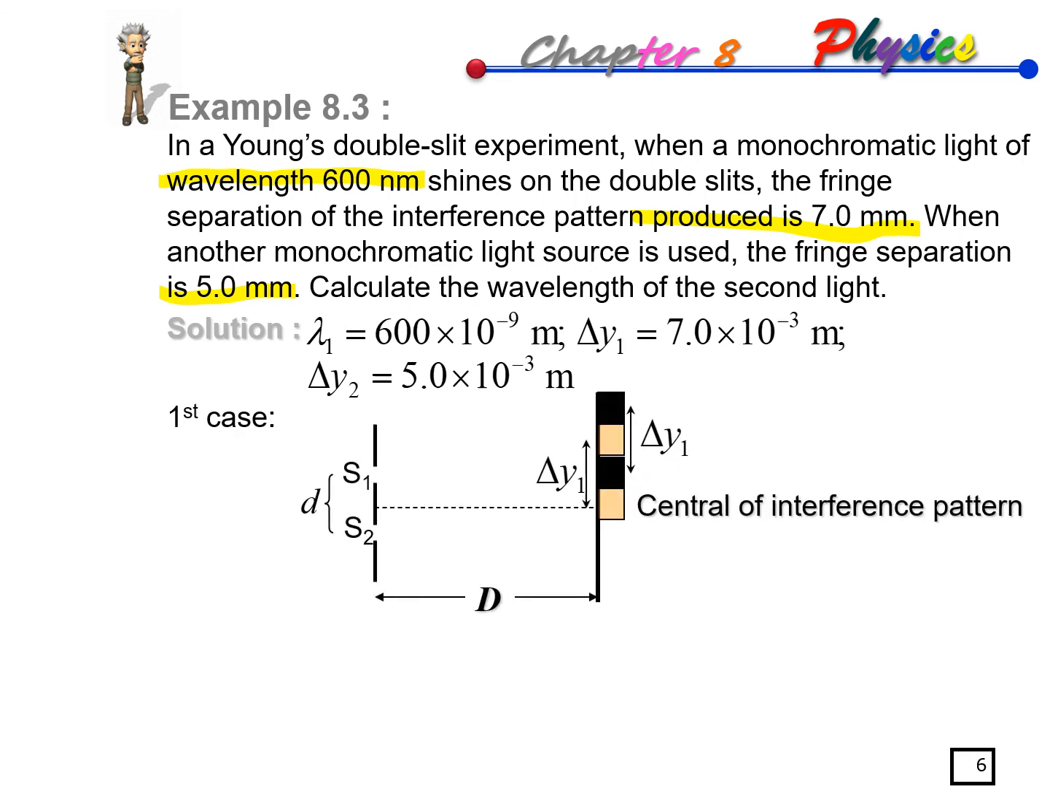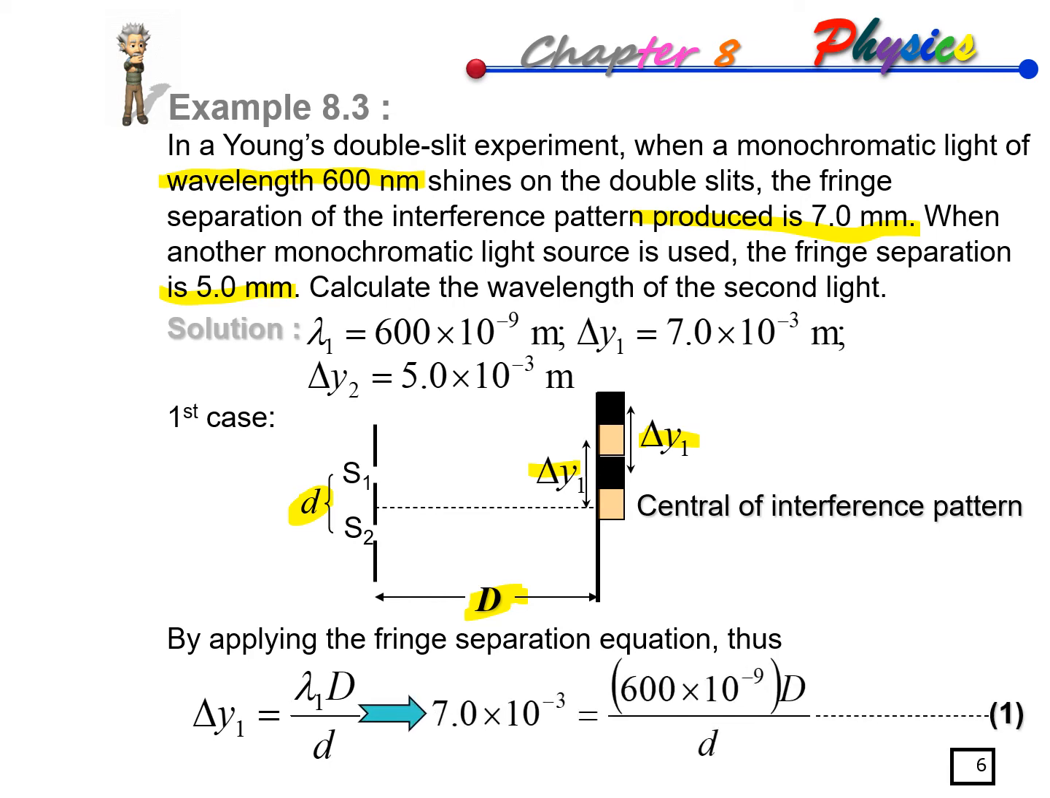So what we can do is simply draw the first case. For the separation, it can be either the separation between two bright fringes or two dark fringes, which will end up with the same value. Assume that D, the distance from the slit to the screen, and the separation of the slits are constant.